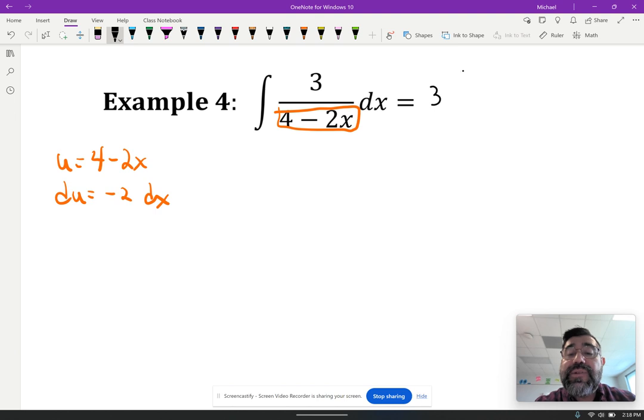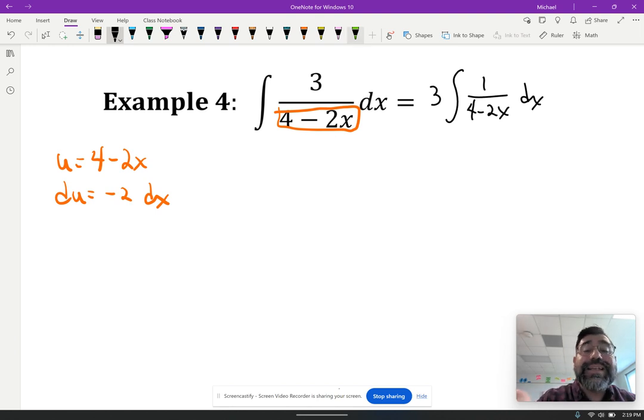So I'm going to pull out the 3, and then that's left over, and this is still there, and this is still there. So I haven't changed it in terms of u. I'm just factoring out the 3. Okay, now what do I need? I need a -2 dx. Well, I have a +1 dx.